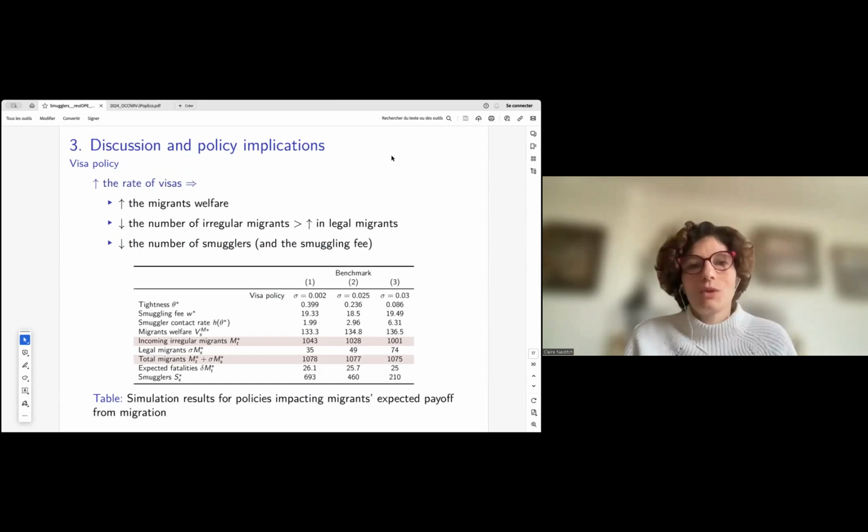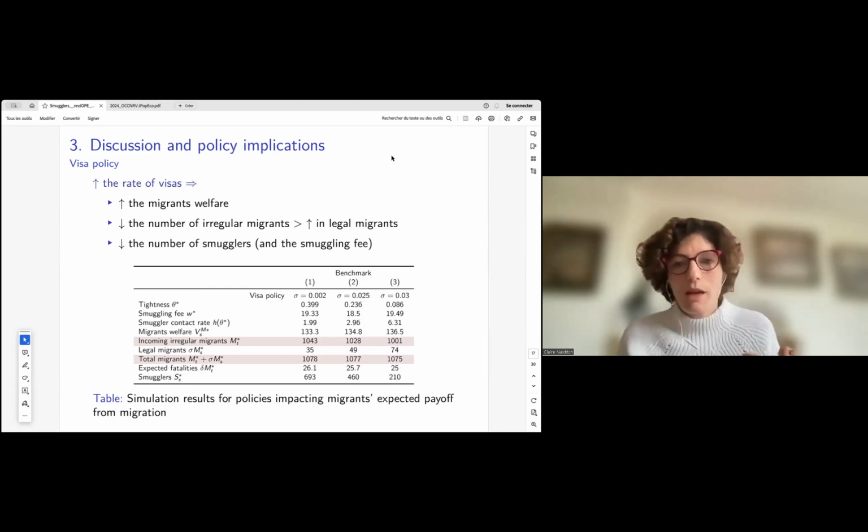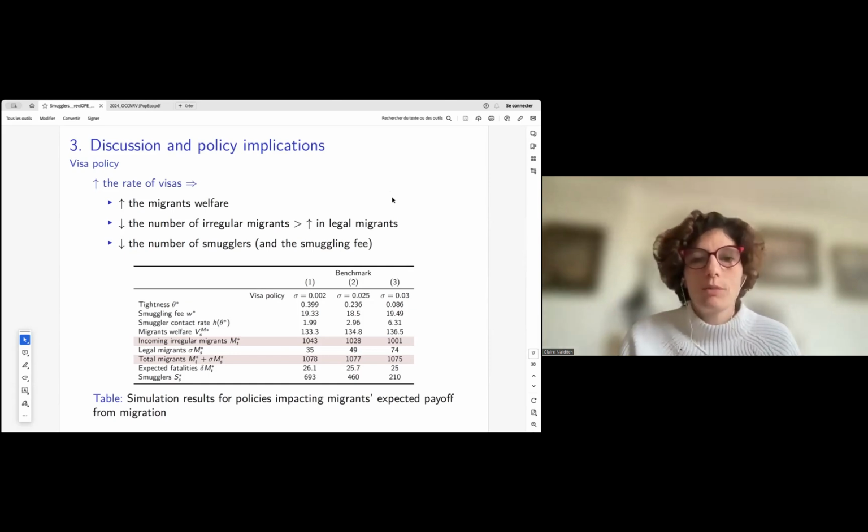All right, so as I said, if you increase the rate of visas, you're going to increase the migrants' welfare. You're going to decrease the number of irregular migrants, but this decrease will be higher than the increase in legal migrants. So overall, you're not going to have an increase in the migrant population in Europe. And it seems to us that it's the best policy because you will also decrease the number of smugglers and the smuggling fee.